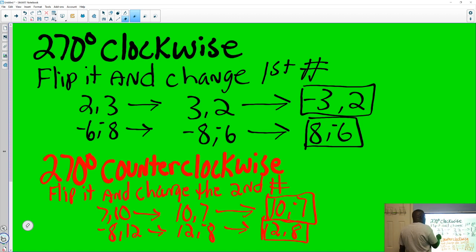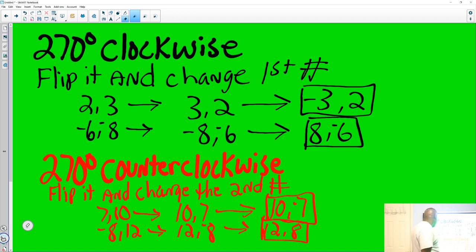Here's another one. -6, -8. I flipped it, and then I changed the first number, which was 8, -6. What I mean by change, get the opposite. You know, like the opposite of -2 is 2. The opposite of -1 is 1. The opposite of 1 is -1. Get the opposite.